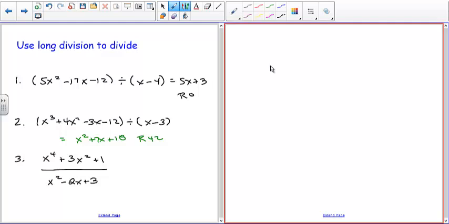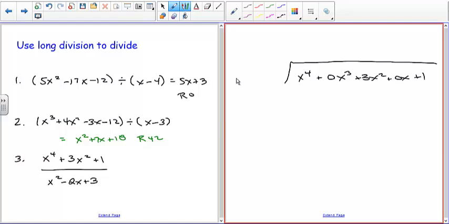Now the last one is going to be a little bit more interesting. So we have this, which we're dividing into. So you have x to the 4th, but we don't have an x cubed term, so we put in 0x cubed. We do have an x squared term. We don't have an x term, so we put 0x, and we have a constant term. So you've got to make it longer. And then we have x squared minus 2x plus 3.